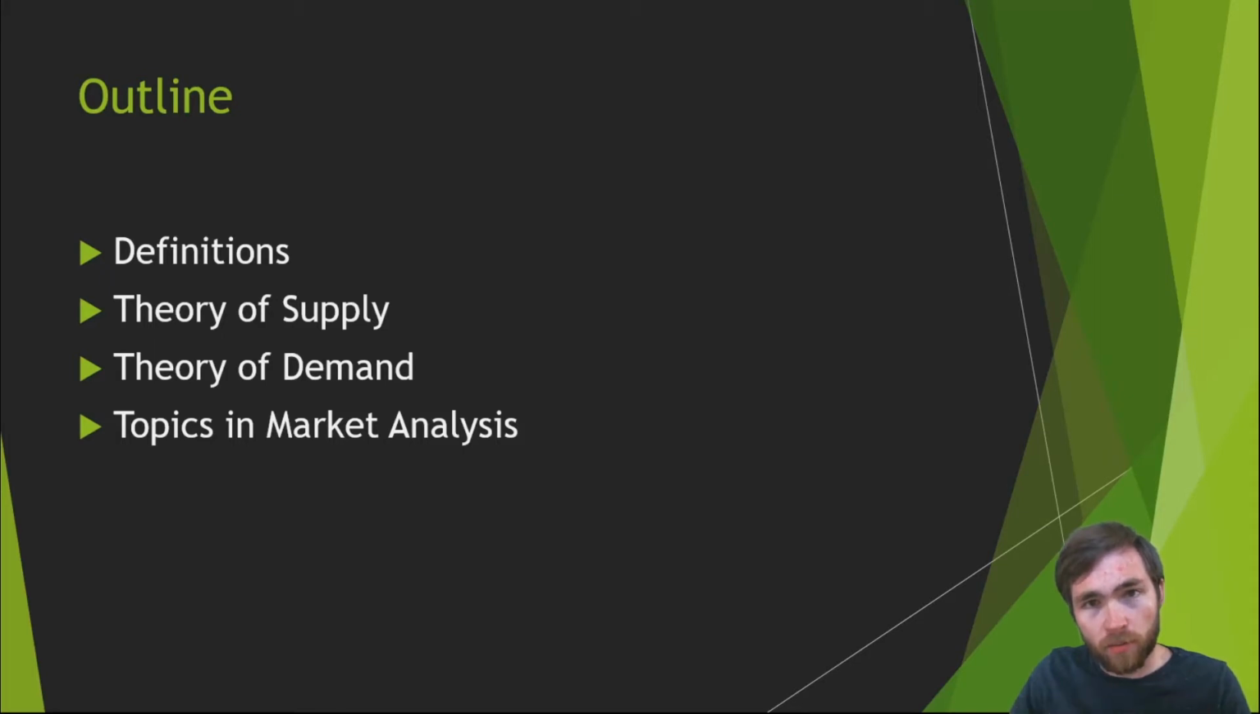I'm going to start out by covering a few background definitions before moving on to the theory of supply and theory of demand. Both of these are going to involve a little bit of math, but nothing too extreme. And then finally, I'm going to wrap up by talking about a few topics in market analysis that identify some instances when the theory of supply and demand deviates from reality a bit too much to be useful, and so it's an important aspect of learning the limitations of the model.